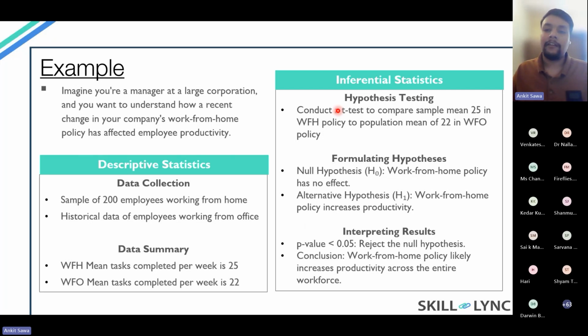Let's say we did the hypothesis testing and we got a statistical value which we call a p-value, which is less than 5% probability. So it means that we reject the null hypothesis. And when we reject the null hypothesis, we draw the conclusion that the work from office policy likely increases the productivity across the entire workforce.